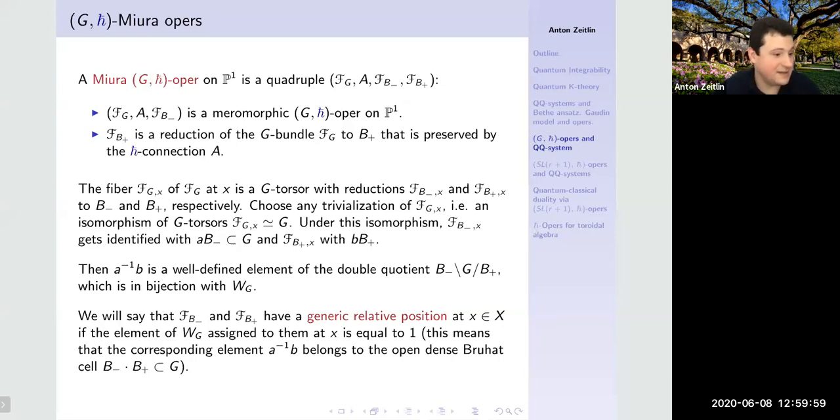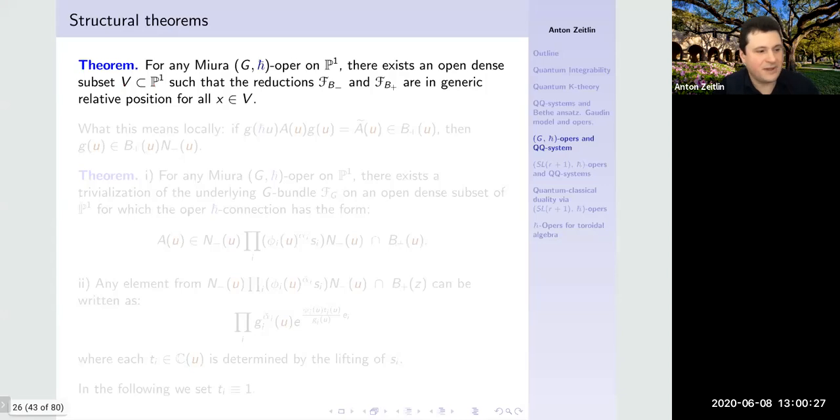So when you have these two trivializations, characterized as written here, A for B minus and B for B plus, you have an element A^{-1}B, which sits in the double quotient of B minus and B plus, and corresponds to a certain Weyl group element. When it is one, then we have a generic relative position. It all seems a little abstract, so what does it correspond to on the local level?